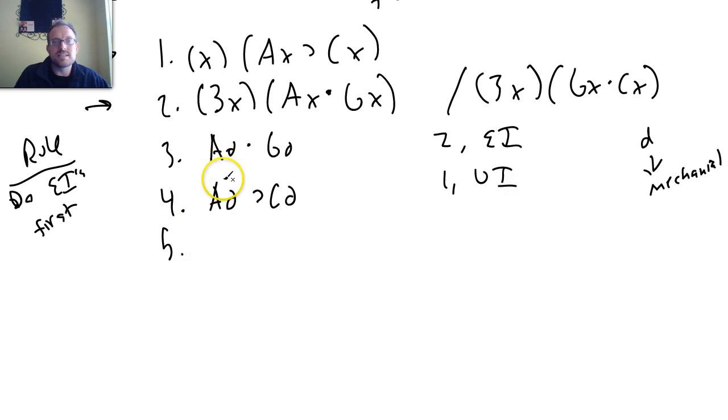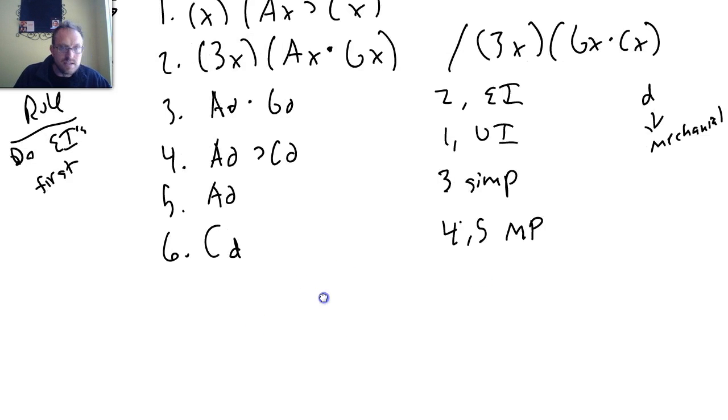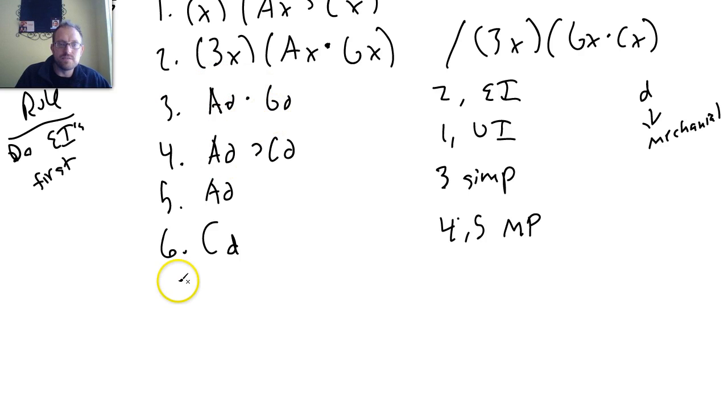Now you can see here I just need to simplify, right? AD. And these are all the basic rules of inference that we've touched on before. So that's going to be line 3, simplification. And since I've simplified it, I can now utilize modus ponens, which is going to give me CD. That's lines 4 and 5, modus ponens. Now I'm going to commutate this and simplify the same one too. So that's going to be line 7.